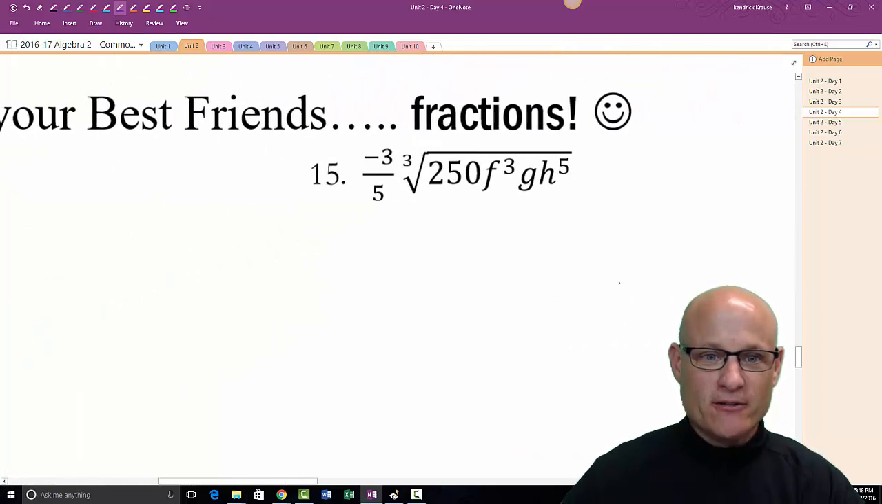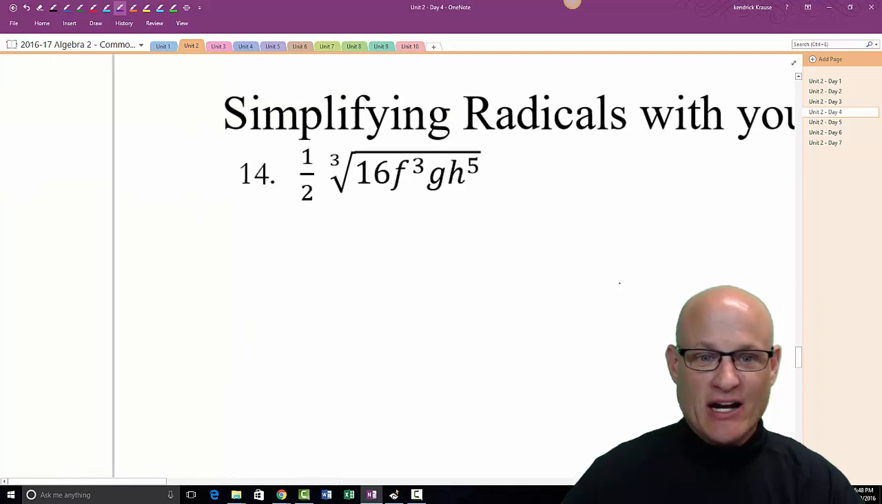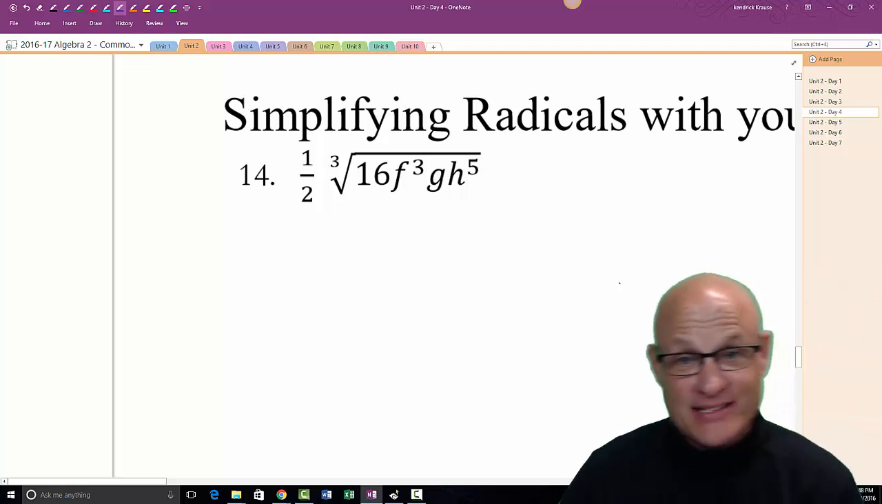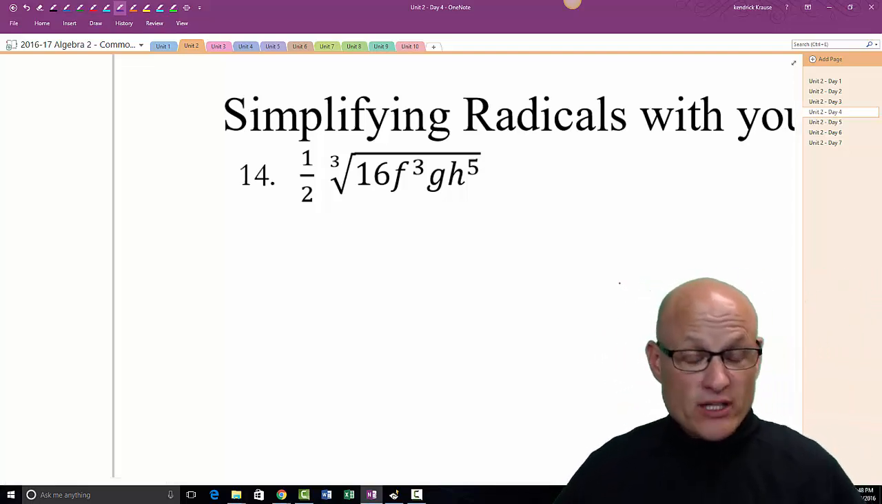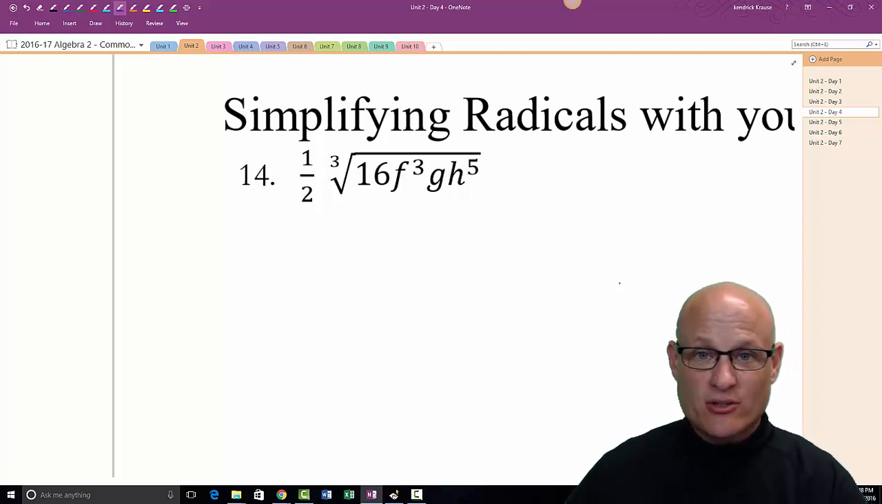Look at there, simplifying radicals with your besties. All right, so this was actually going to be a classroom activity. So really, this is your time to practice and shine. This is your time to do some work on your own.